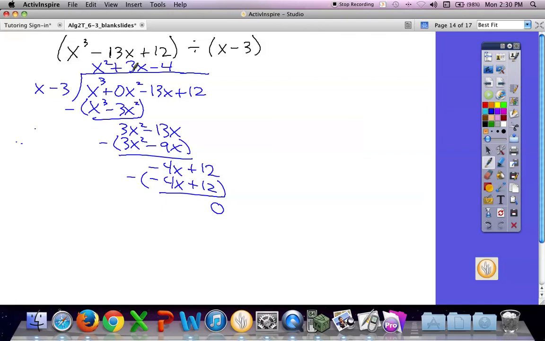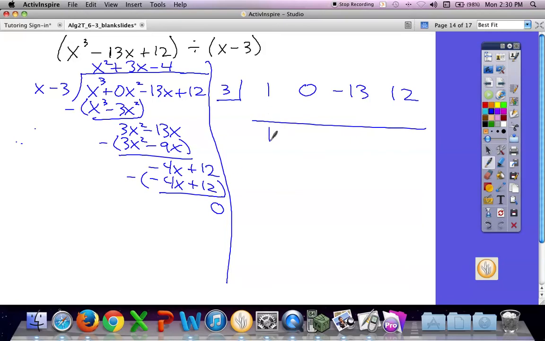Okay, when I write the coefficients here, because I'm missing a power of x, I've got to write it like 1, 0, negative 13, and 12. Okay, what number goes in the bracket? Positive 3, right? So I got to put in a positive 3 here. Bring down the 1. Once you got it all set up, then you start the multiplying.